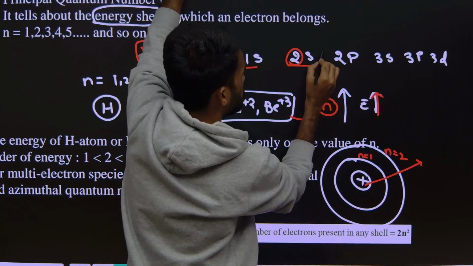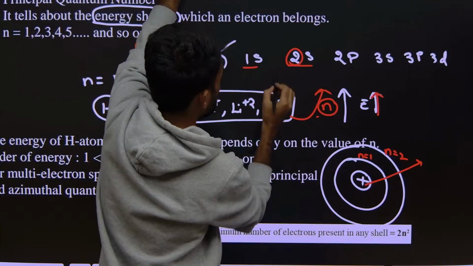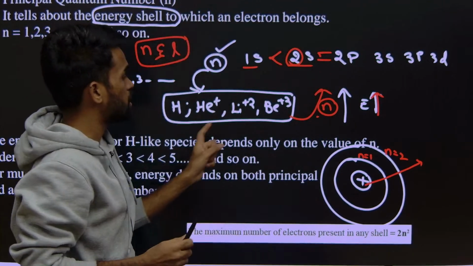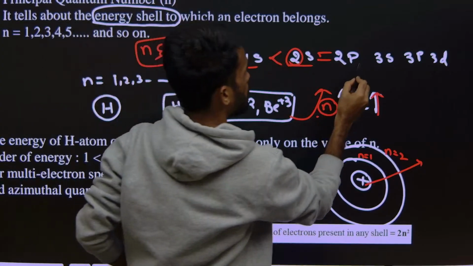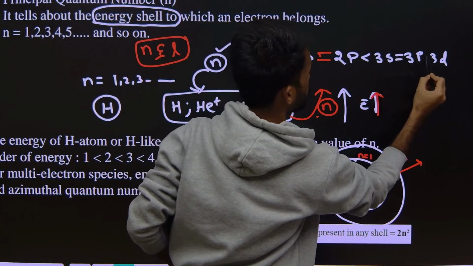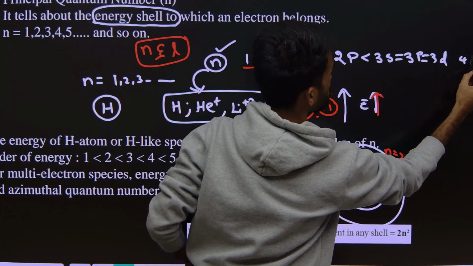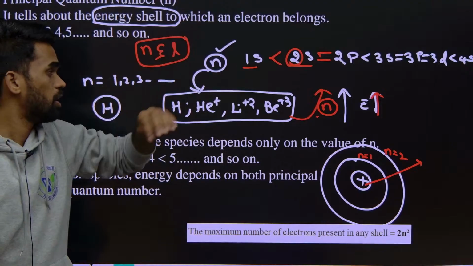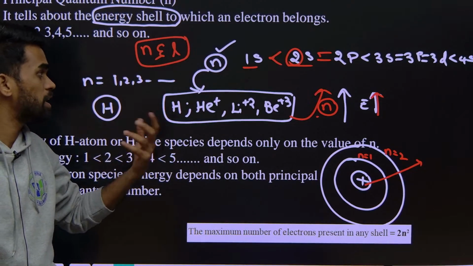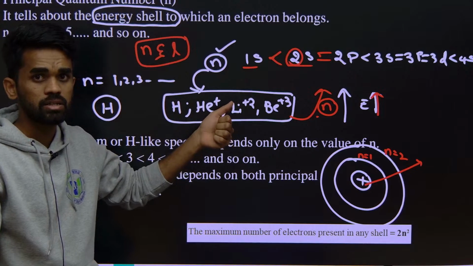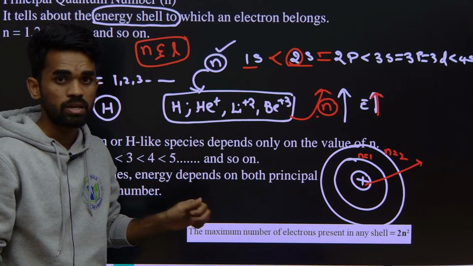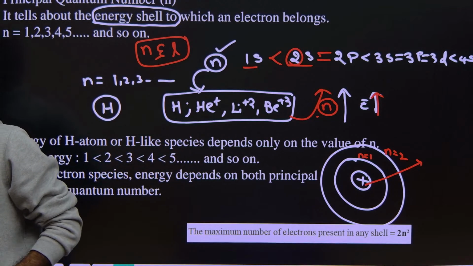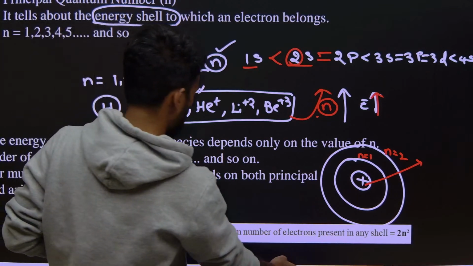So what will be the order? 1s, then 2s and 2p with the same n value, so the same energy for single electron systems. Here, this is equal, this is equal. If I say 4s, 4s is greater than 3d, like this. This is a way of arranging orbitals in increasing or decreasing order for a single electron system. I will tell you about multi-electron systems later, but this is about single electron systems. Let's move forward with a few more examples.